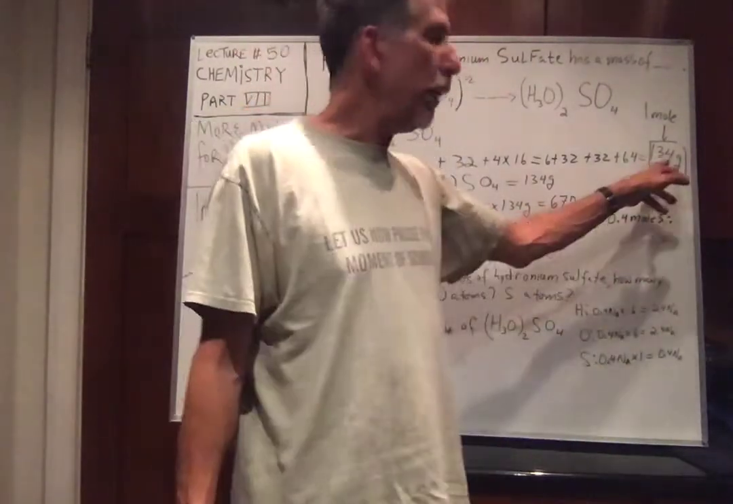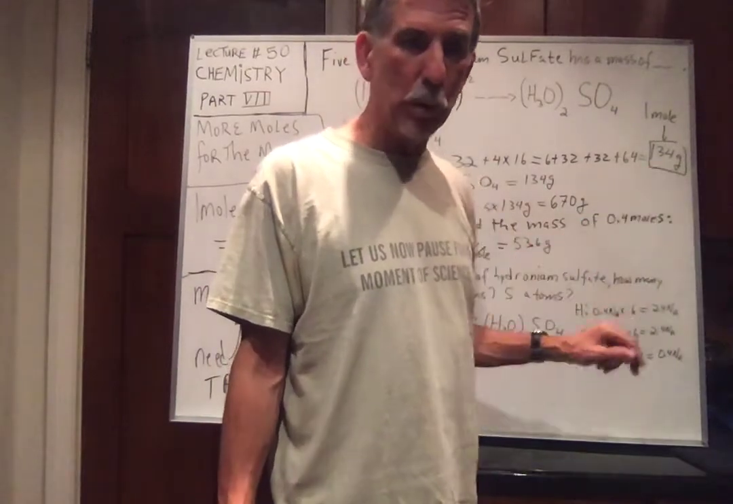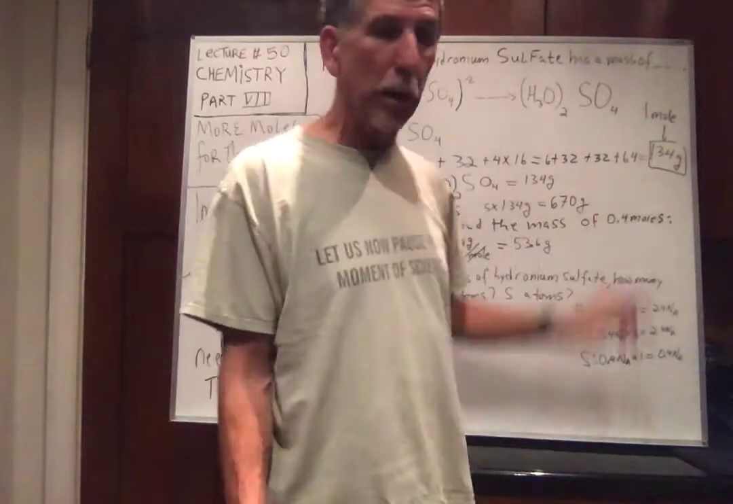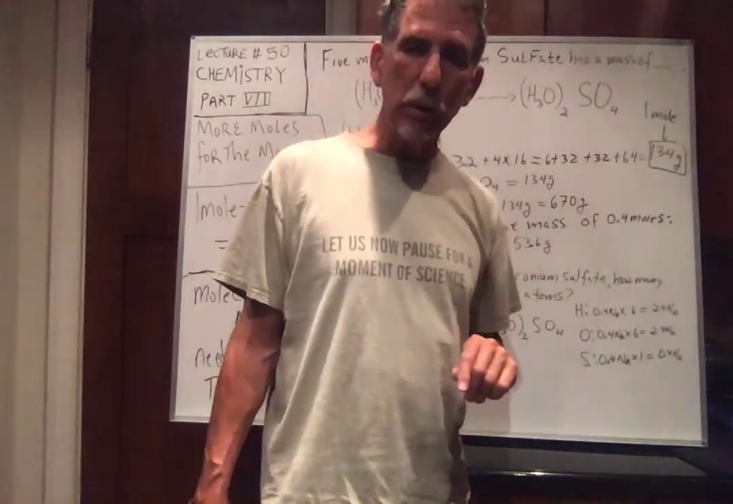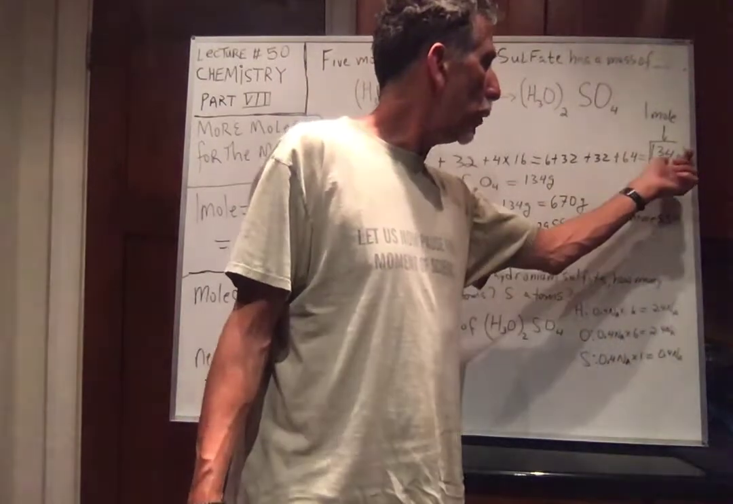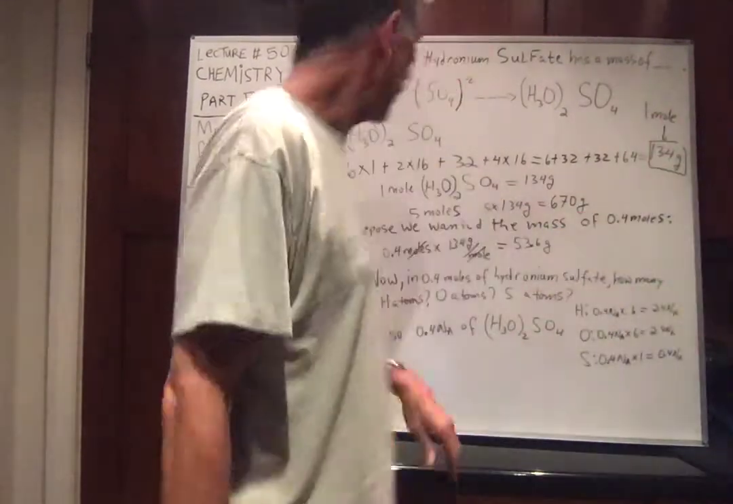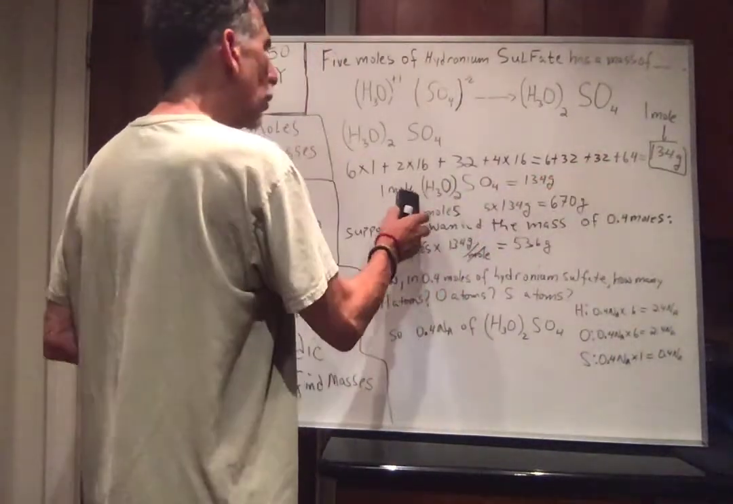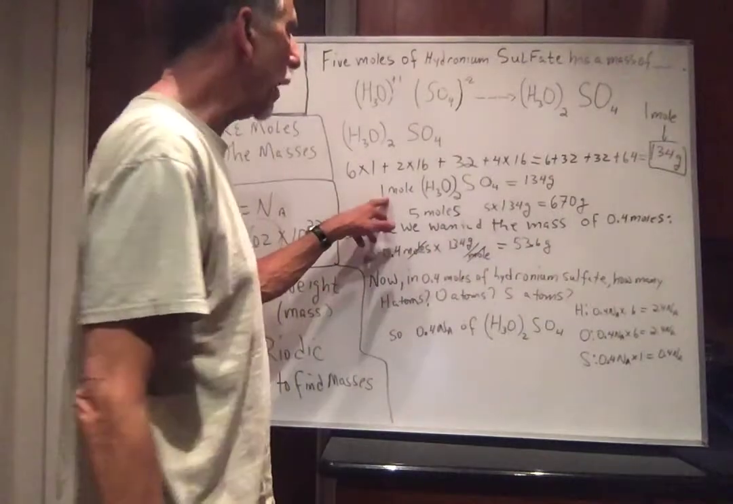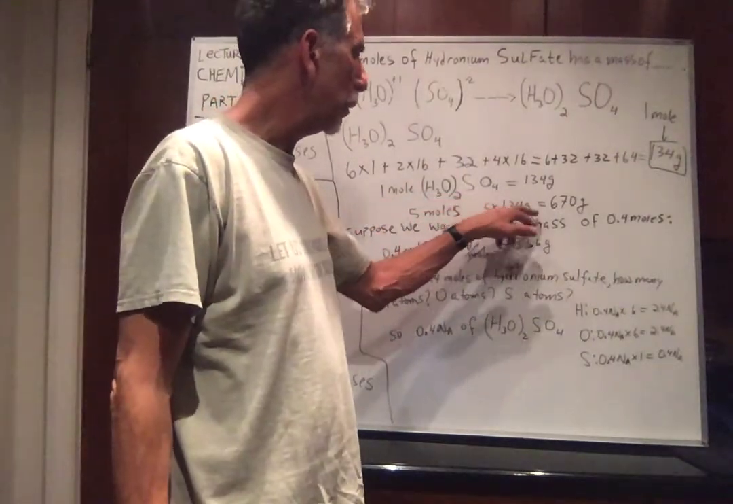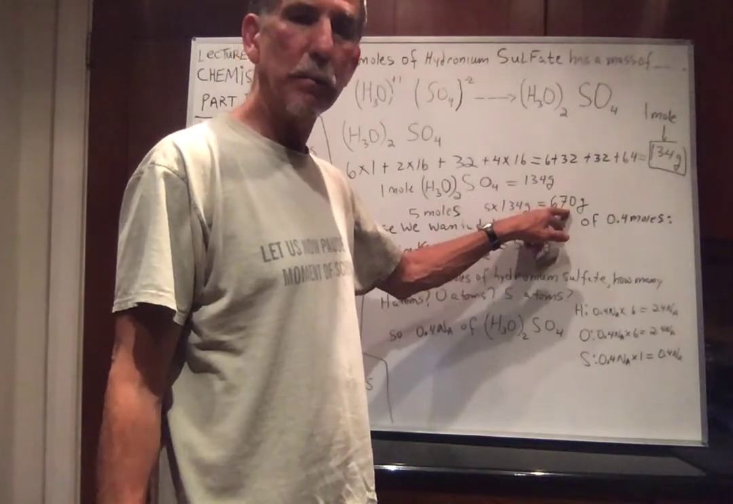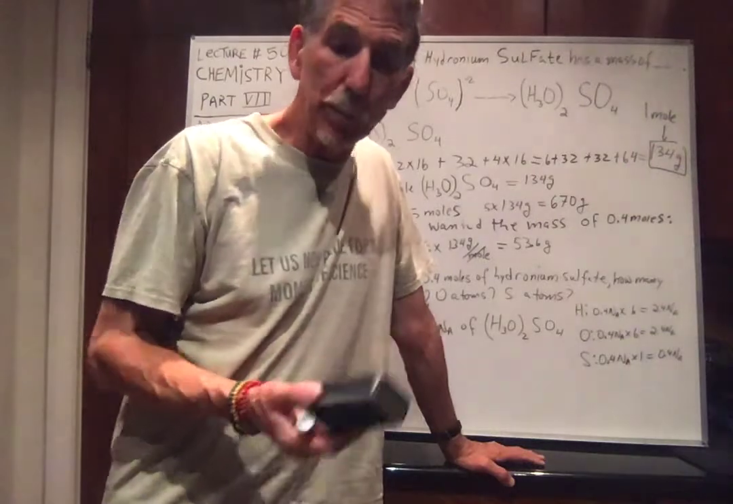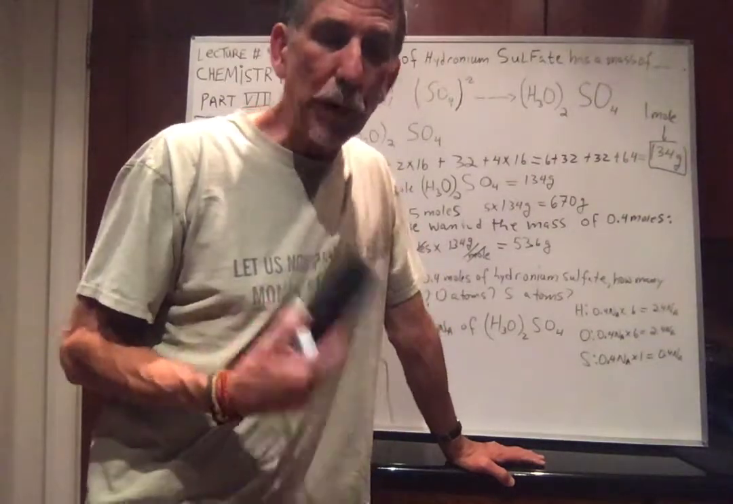Half a mole would have half of this, right? Would have 67 grams. 2 moles would have 268 grams. You just double it. But I want 5 moles. So what do we do? We multiply 134 grams per mole times 5. So 1 mole has 134 grams. 5 moles is 5 times 134 grams, which is 670 grams. So 670 grams is the mass or molecular weight, if you're a chemist, of 5 moles of hydronium sulfate.